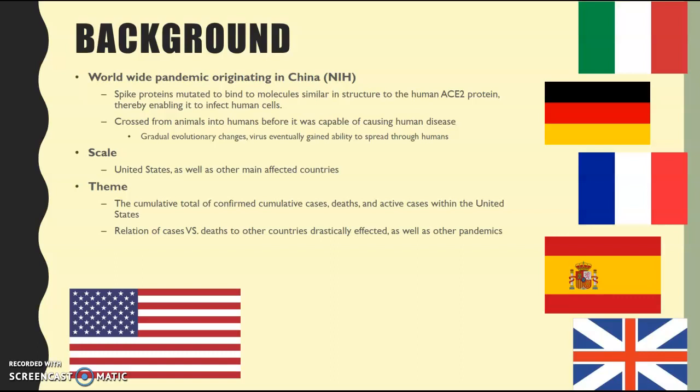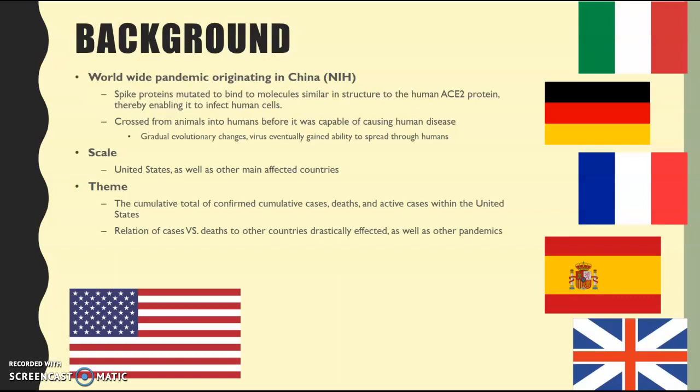right now that originated in China, and there are two scenarios for how it began. The first is that there were spike proteins that mutated to bind to molecules that are similar in structure to a protein that humans have, and this enabled humans to infect other human cells. The second scenario is that it crossed from animals into humans a while ago before it was capable of causing disease, but then over the span of years to decades, there were evolutionary changes that allowed the virus to gain ability to spread through humans.